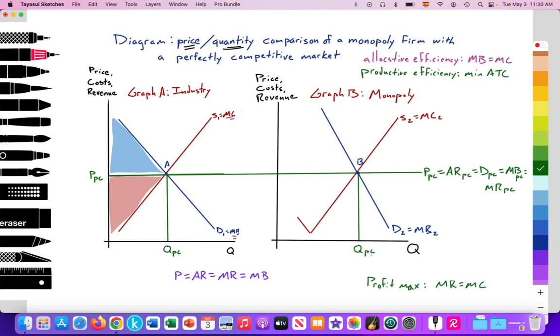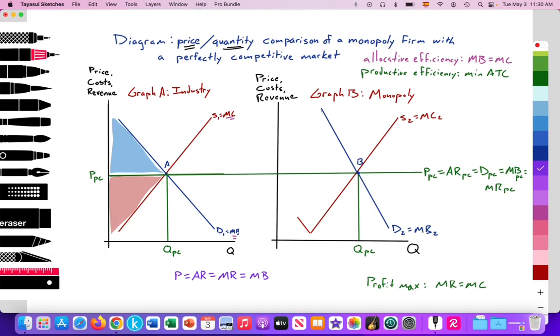So again, the quantity at PC is exactly the same as the quantity here. It illustrates the level of output by the perfectly competitive firm in the monopoly model, so we can compare it to where the monopolist actually produces. So let's now illustrate the marginal revenue curve.